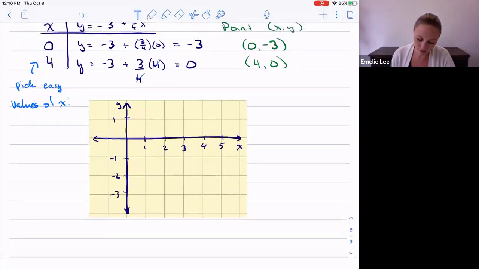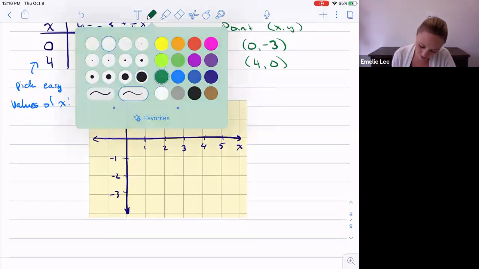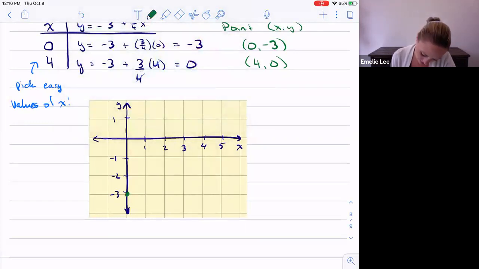So 0, -3, let's get it on here. 0, -3 is down here. And then 4, 0 is here. The x-intercept, we don't talk about the x-intercept as much, right? But it's just where it crosses the x-axis.